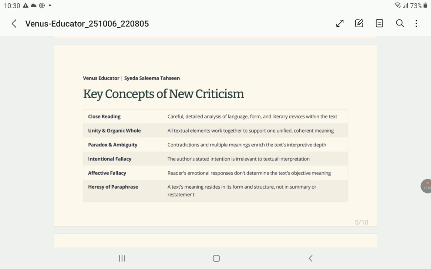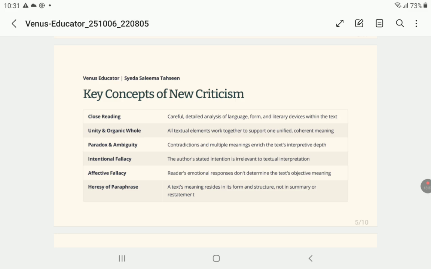Just now I told you that it should not be affective, which means it should not relate to your emotions. I am in a good mood, so I am going to give a good review on that particular text. I am in a bad mood, so I am giving some negative comments. It should not happen. Affective is an error. Fallacy means error. What kind of fallacy should not be there while you are critiquing the text? That is affective fallacy.